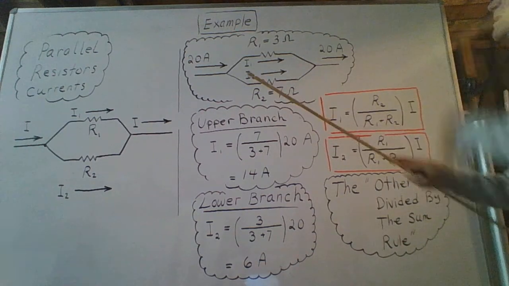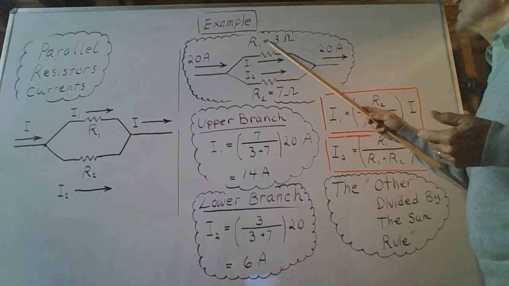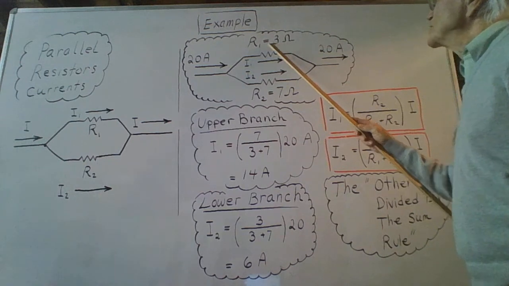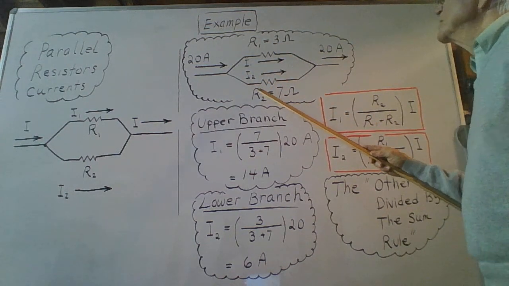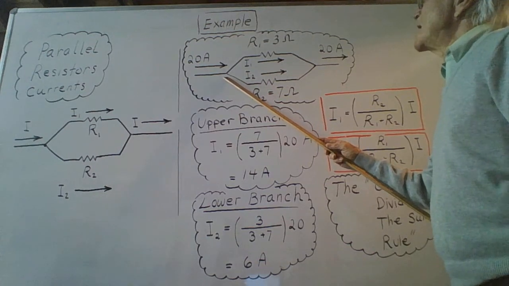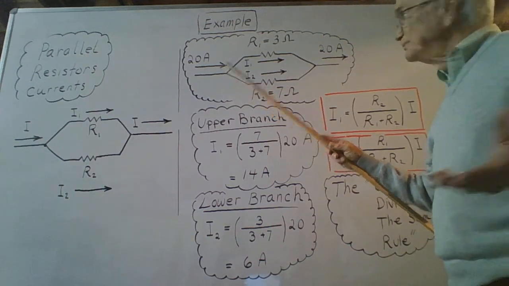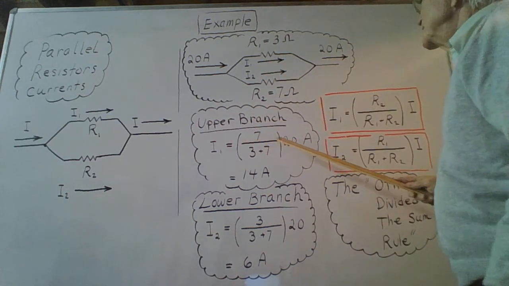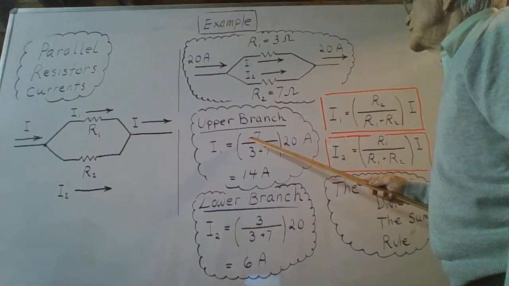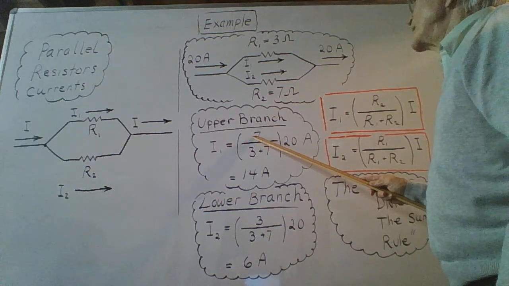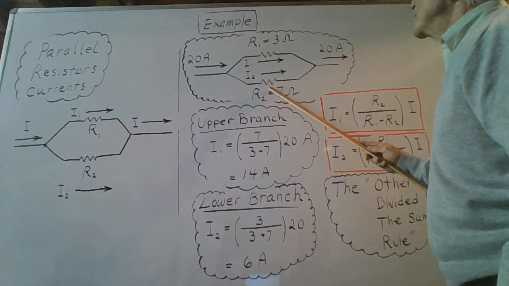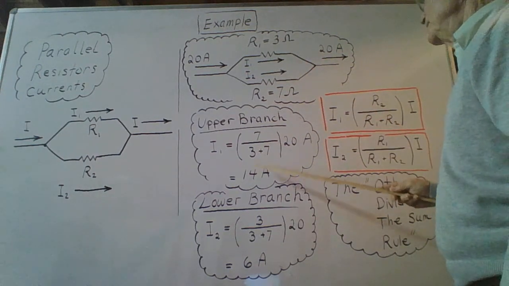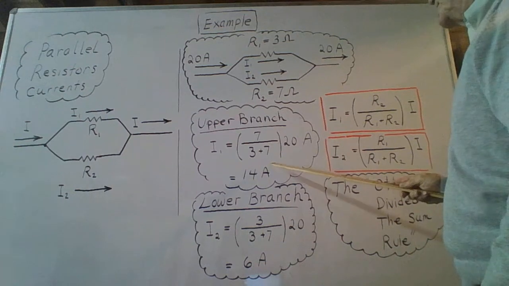Let's review what we have already said. In this combination of two resistances that are in parallel, 3 ohms upper branch, 7 ohms lower branch, and approaching the branch point is 20 amperes of current that will split. To find the current in the upper branch, we multiply the incoming current by the fraction shown here. That fraction is the other branch's resistance, the lower one, 7, divided by the sum of the two resistances, 3 and 7. And we got, as you recall, 14 amperes.